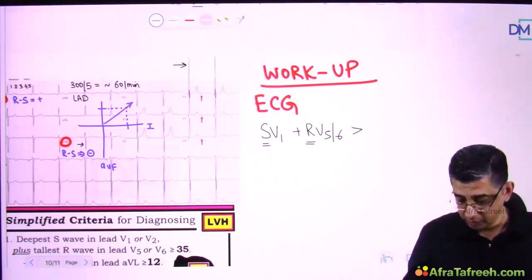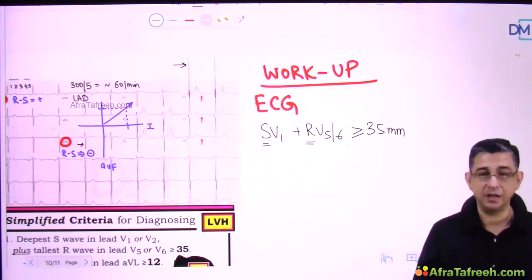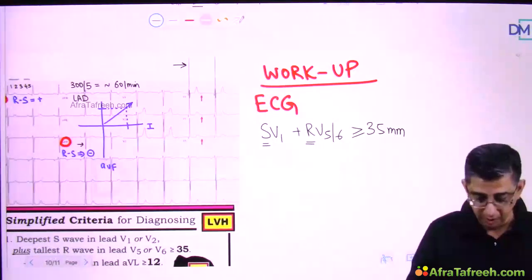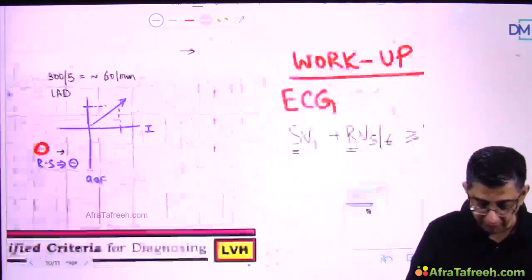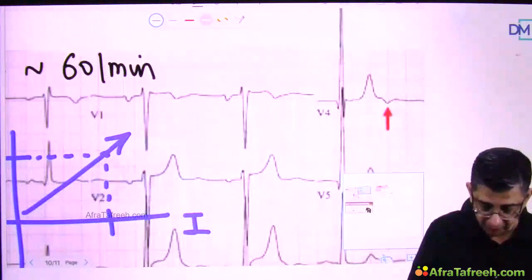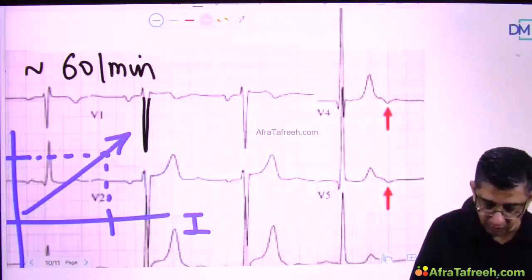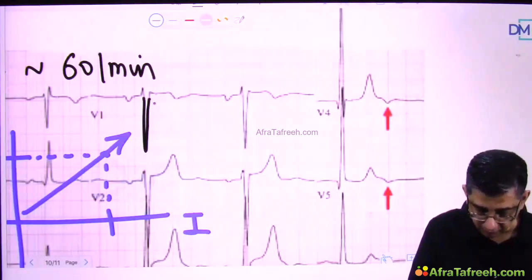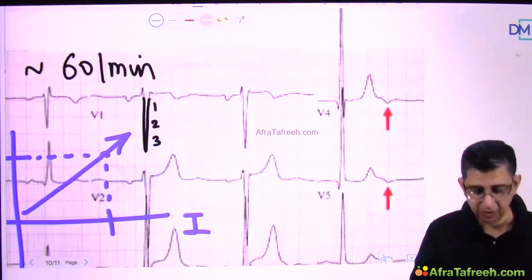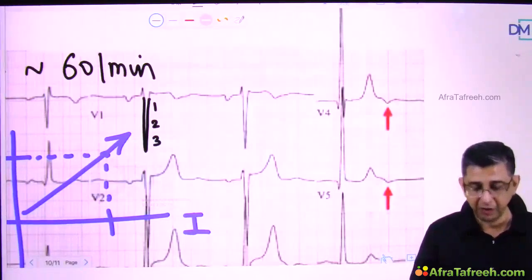If that goes more than 35 millimeter, that is more than 35 boxes, it indicates that there is a left ventricular hypertrophy in the patient. Now, if you look at lead V1 of this patient, if I zoom it in, you will notice that the S wave is substantially deep. So I'll just do a counting here. That is about 1, 2, and 3 large squares in the patient. 3 large squares would mean 15.